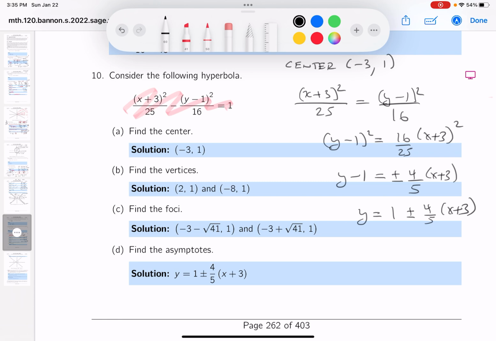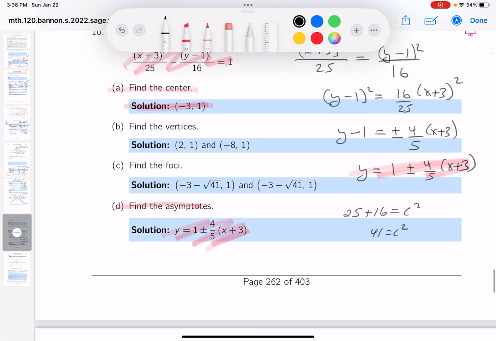All right, let's do the foci. Or, you know what? Let's do the vertices, probably a little bit easier. So let me point out what I've got so far. I've got the center and the asymptotes. I'm just checking. Yeah, we got it. So let's do the foci. How am I going to do that? 25 plus 16 is c squared. Let's see, 41 equals c squared. And I'm going to say c is root 41.